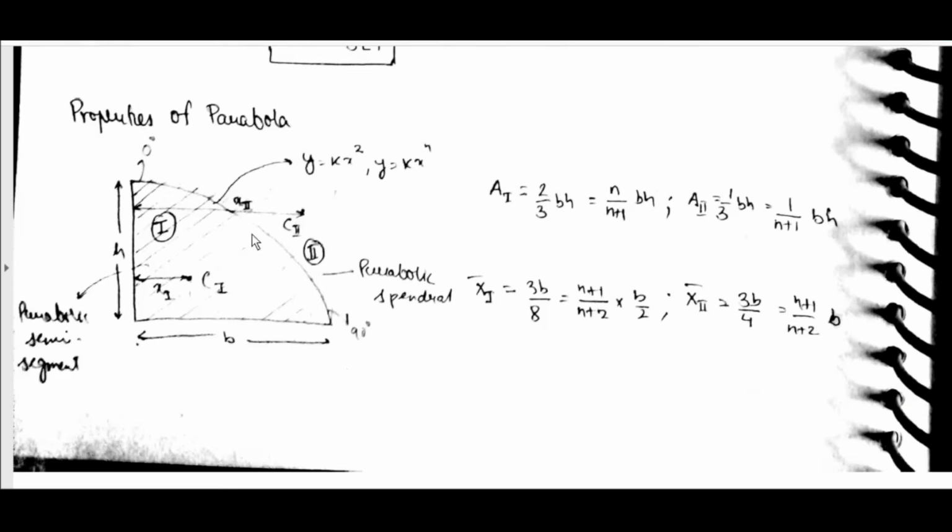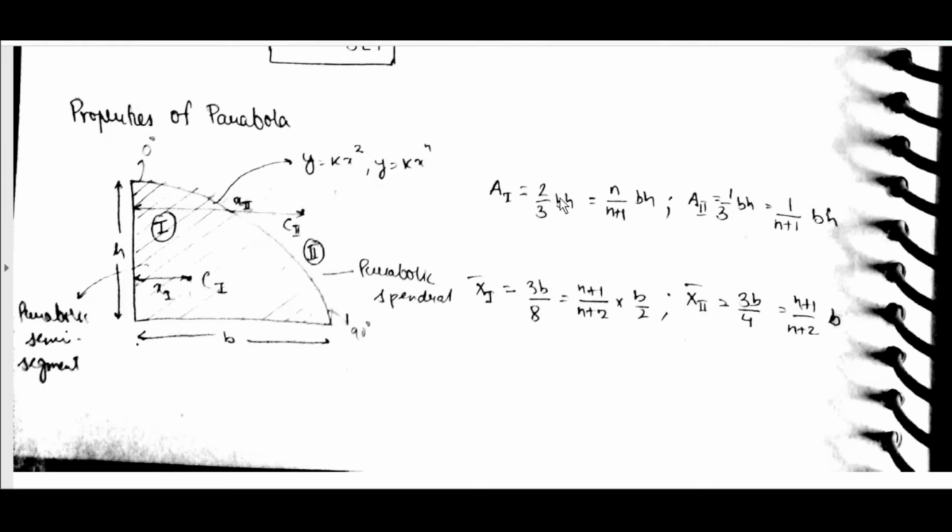If you take a curve like this, and this is area 1, this is area 2. Combined, area 1 and area 2 will be the rectangle, which has area BH. Only area A1 is equal to n by n plus 1 into BH, where the curve is y equal to k x power n. Then A1 is equal to n by n plus 1 BH.